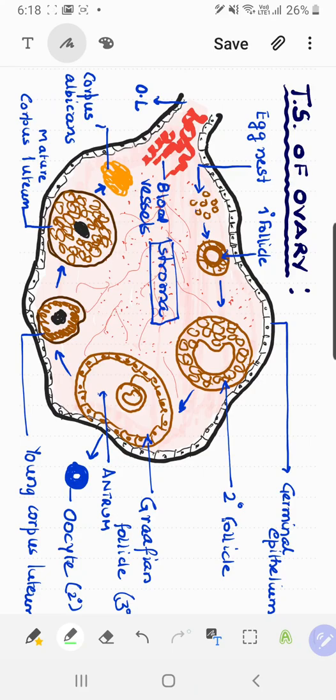See children, this is the transverse section of ovary which is appearing on your screen. This transverse section is showing a lot many things inside. Ovary is slightly an ovoid structure, right? And we begin with this opening. If you can see, this is OL, that is ovarian ligament, right children?